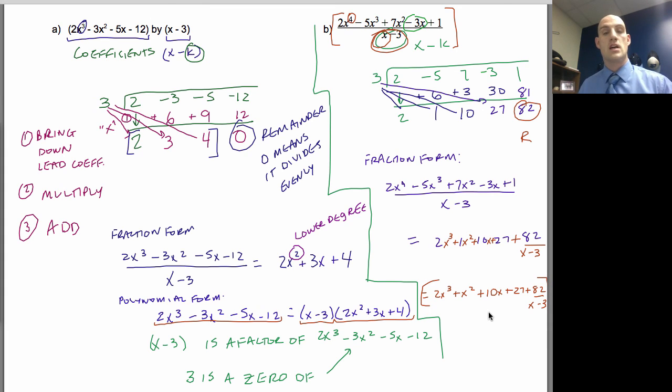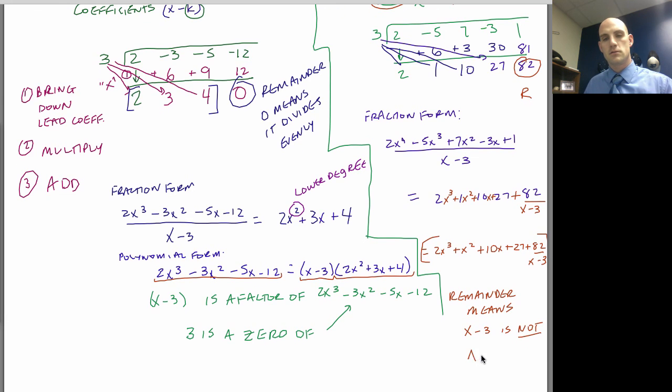I don't know. But what does this tell us? Well, remainder means x minus 3 is not a 0. Well, I should say 3 is not a 0 of this because there's a remainder. Okay? That's the basics of polynomial division and synthetic division.